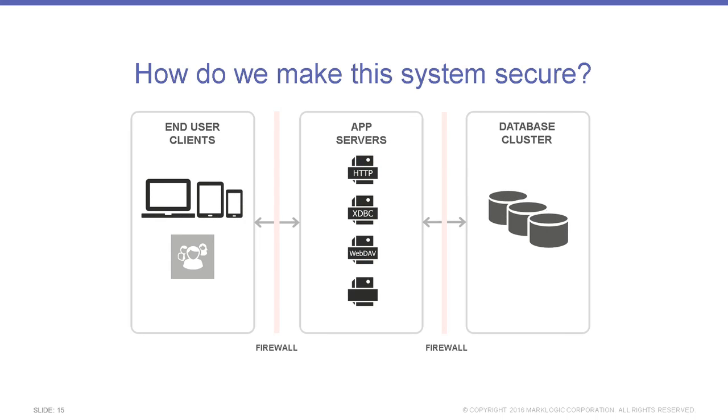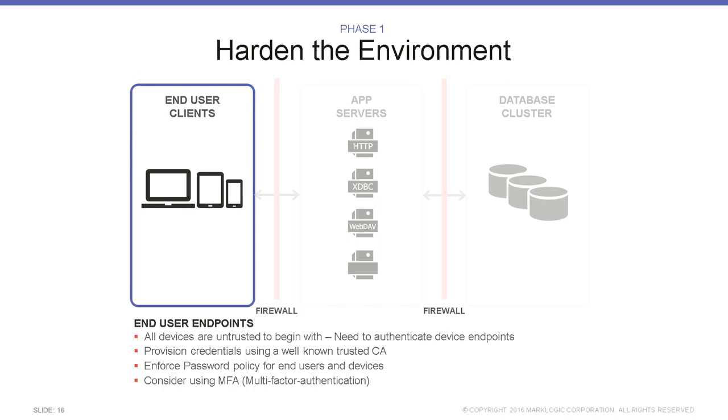So how do we make this system secure? This is the same enterprise deployment architecture. We are deploying MarkLogic on it. And we have the end user clients here, we have the app servers and the data tier. And how can we make this secure? So the first step is to harden the environment. So we start with hardening the end user tier. By default, we should not trust anyone. All devices should be untrusted, all users should be untrusted.